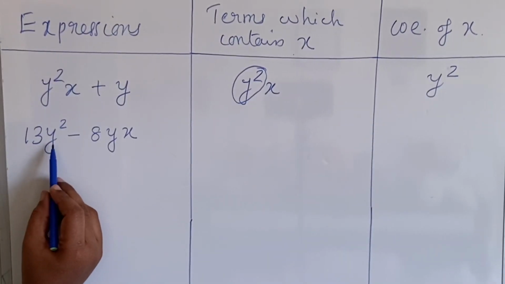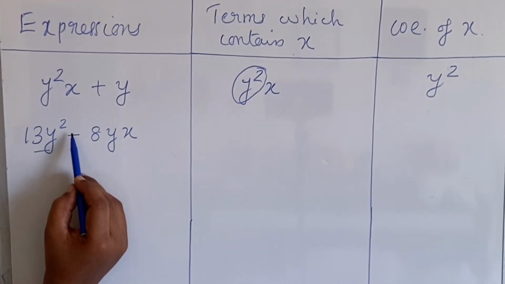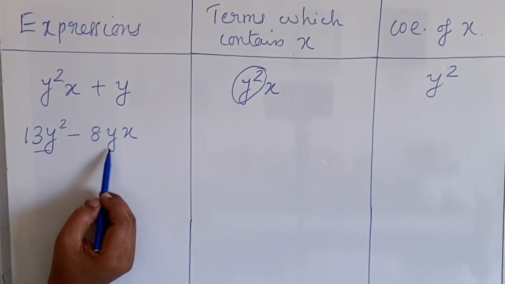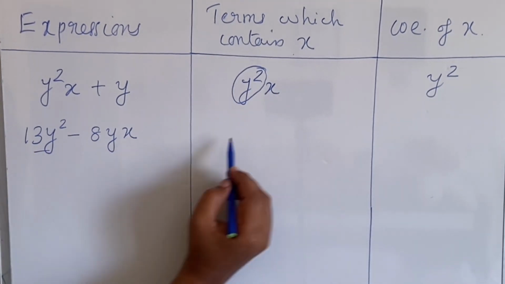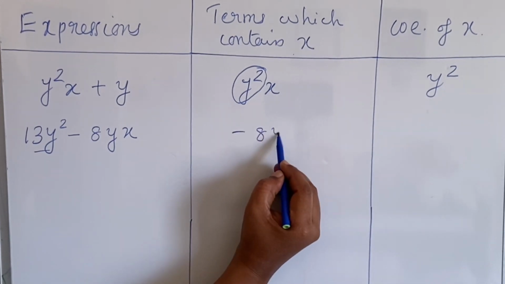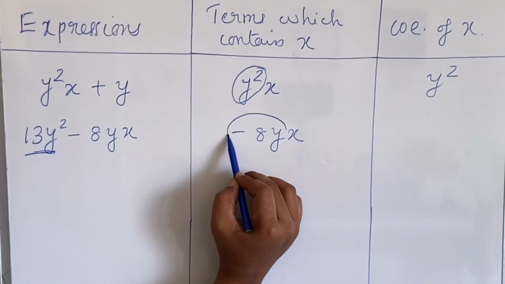The next expression is 13y squared minus 8yx. The first term 13y squared doesn't contain x, and so the term which contains x is minus 8yx. And now the coefficient of x is minus 8y.